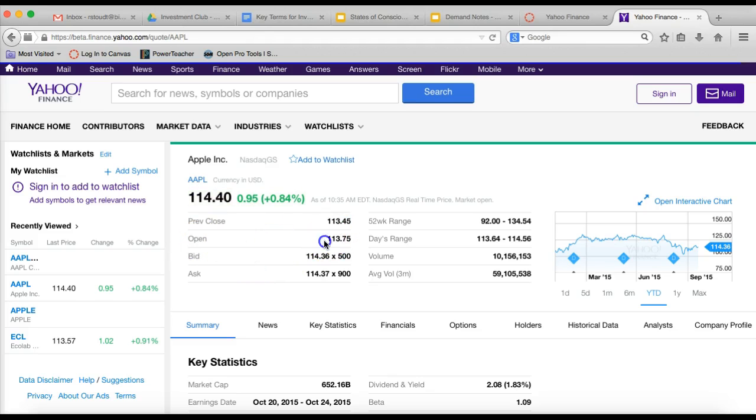What else? The opening price is whatever Apple opened at this morning when the market opened at 9 a.m. The bid and ask is just talking about when people are actually looking to buy and looking to sell. Don't worry about that.